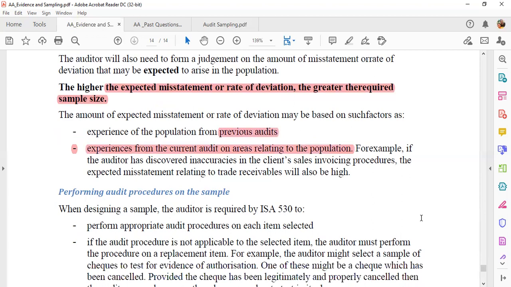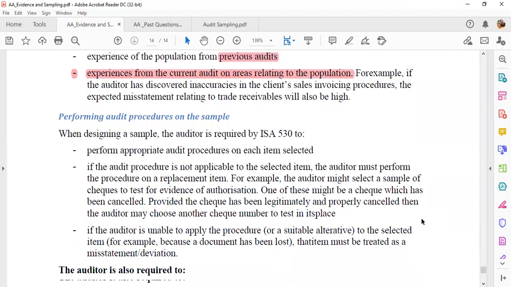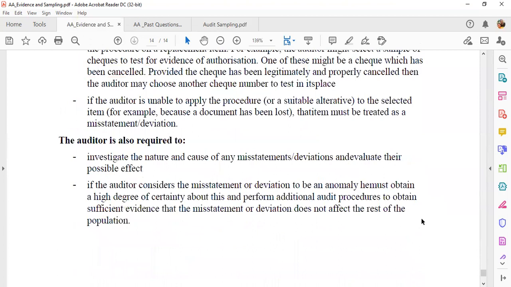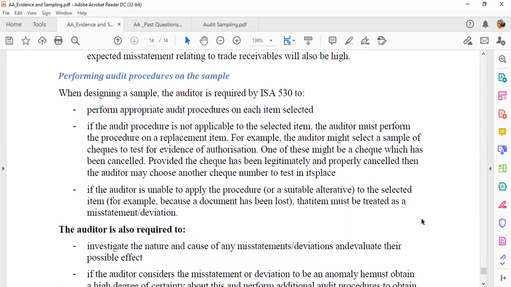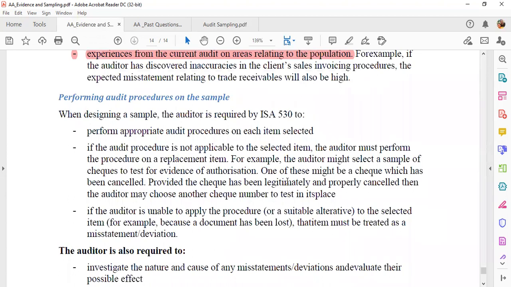So now, performing audit procedure on the sample that you have selected. When designing a sample, the auditor is required by ISA 530 to perform appropriate audit procedure on each of the selected items. If the audit procedure is not applicable to a selected item, the auditor must perform the audit on a replacement item. For example, the auditor might select a sample of checks to test for evidence of authorization.